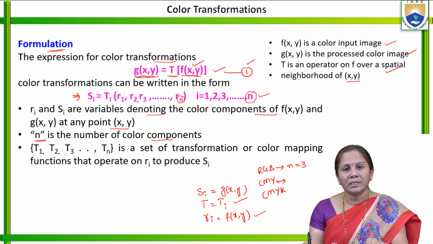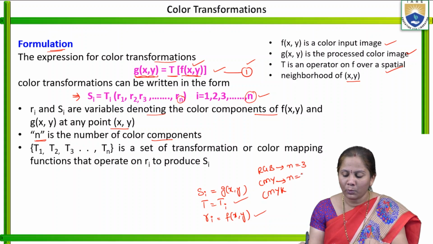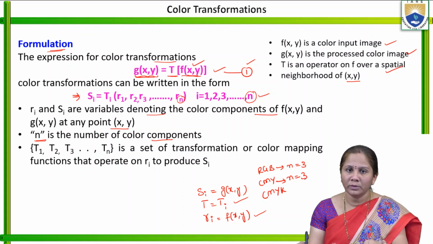Now coming to this CMY color model, the number of color components here are 3. So n is equal to 3. So we can observe cyan, magenta and yellow are the 3 color components. So n is equal to 3.